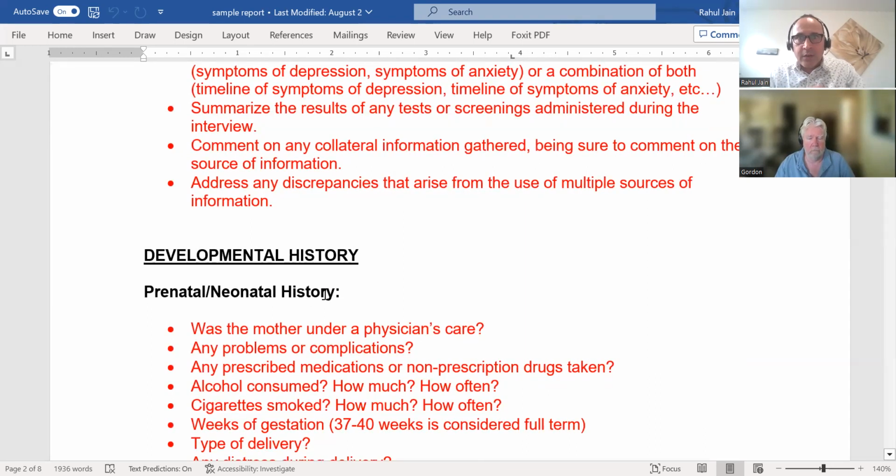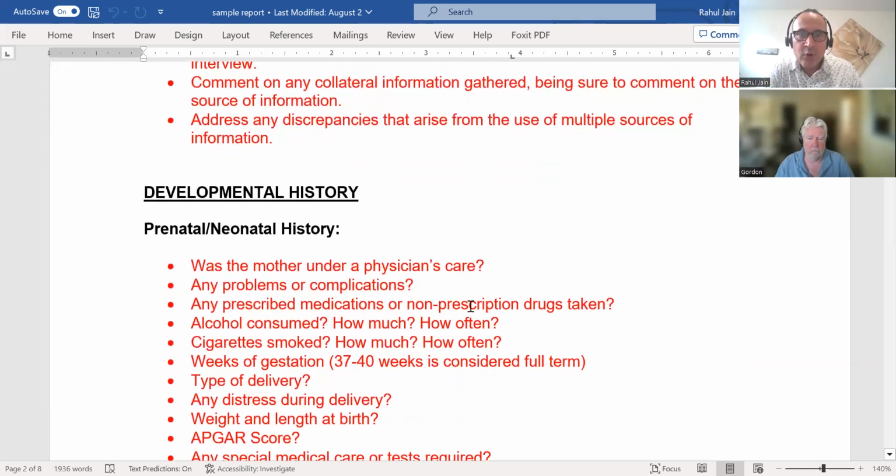It's easier to collect this information if you're working with a child and youth because you can contact their parents, caregivers. It's difficult if you're working with an adult because then how are you going to reach their parents, right? You might have to ask them if they're aware of their prenatal history. So this is important. Any problems or complications, any prescribed medication or non-prescribed drugs taken.